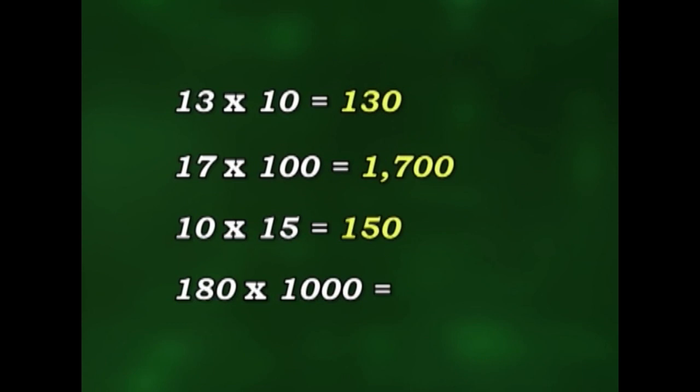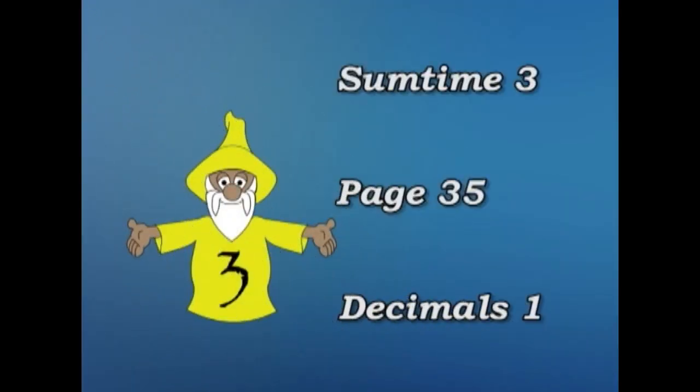Now, 180 times 1,000, wow, that looks difficult. But it's not. We're multiplying by 1,000, so we add 3 zeros. So now we get 180,000, which is 180,000. Very easy. Do the rest yourselves.